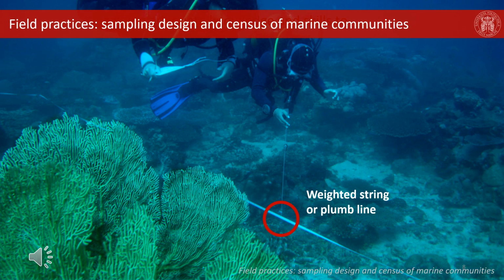It is also suggested to use a weighted string called a plumb line. Using a plumb line would minimize bias in data collection, since the weighted string would fall exactly on the organisms to be recorded.